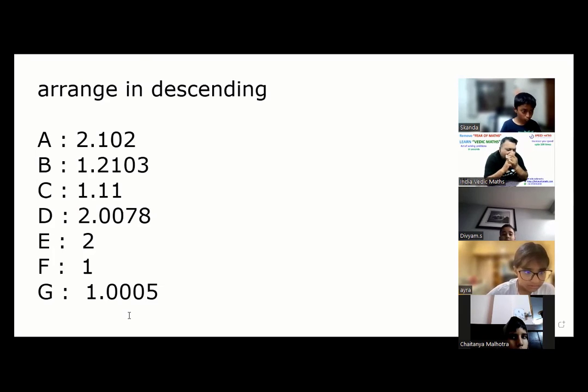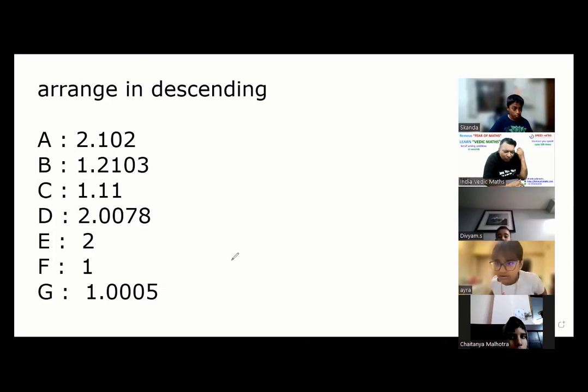We'll first start with Panache. Panache, which will be the first number and why? Which is the first number? I want to ask you the first number. Panache, say again. Arrange in descending, so we need the biggest number. Which is the biggest number, Panache? Looks like A. A is biggest. Why is A biggest? Explain to all of us.